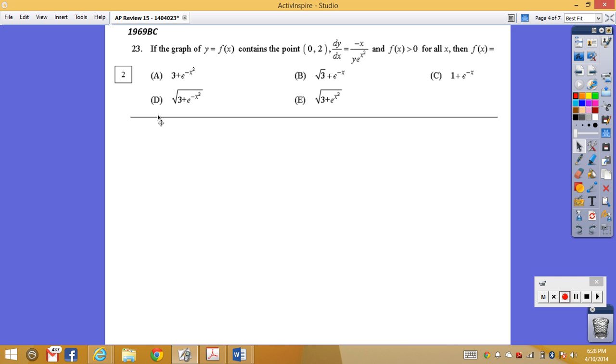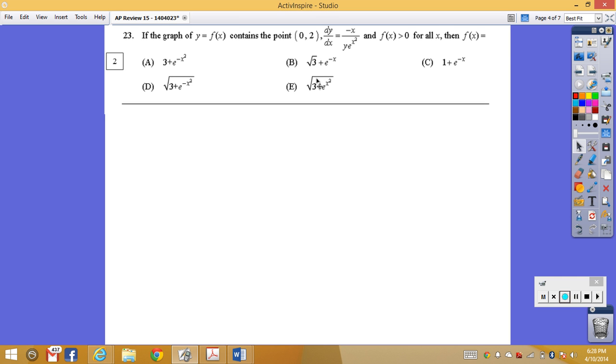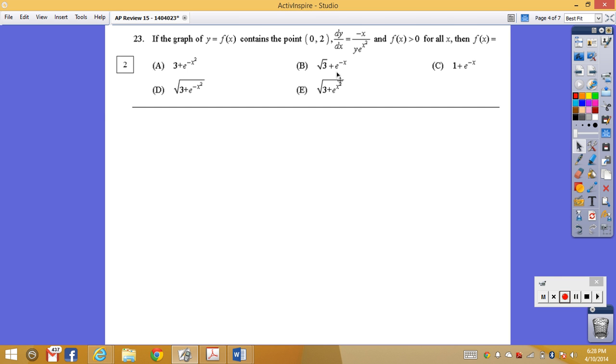All right, so let me write down the equation here. I'll move that up, get that out of my way. So the equation is dy/dx is equal to negative x over y e to the x squared. So first thing I'm going to do is separate, so I get y dy is equal to negative x over e to the x squared, and that's just, it's kind of odd to me.